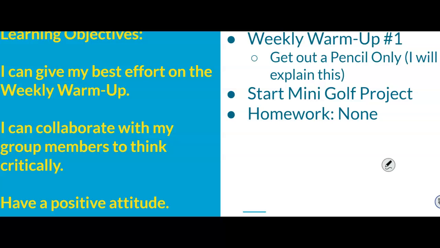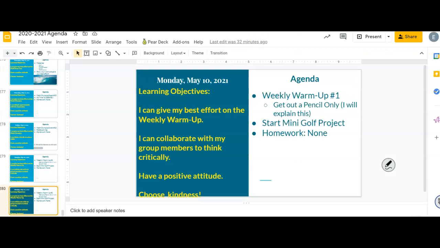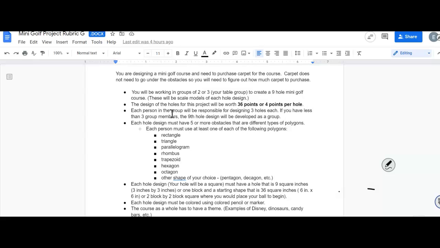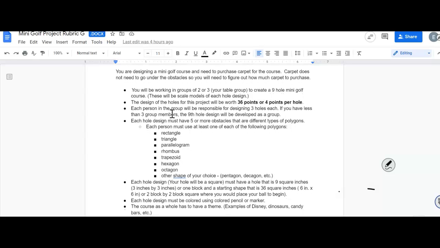Okay? So let me go ahead and pass out to you the rubric. Here we go. Going through our rubric for this project. You are going to be designing a mini golf course and need to purchase the carpet for the course. If you are on a putt-putting course, you have all those obstacles. The obstacles do not have carpet underneath them. So you are just finding the area of the carpet that you actually putt on.